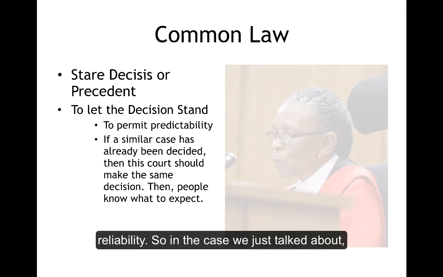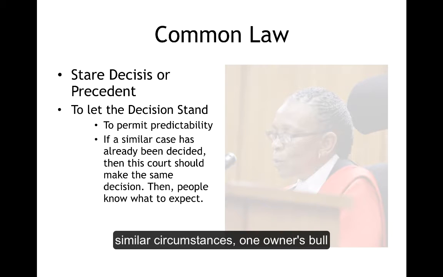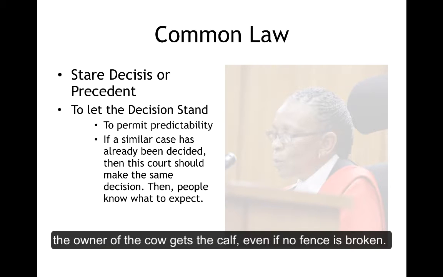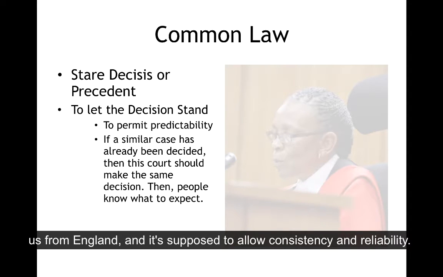So in the case we just talked about with the cow and the bull, the next time someone comes with similar circumstances, one owner's bull impregnates another owner's cow, the owner of the cow gets the calf, even if no fence is broken. So that principle also came to us from England, and it's supposed to allow consistency and reliability.